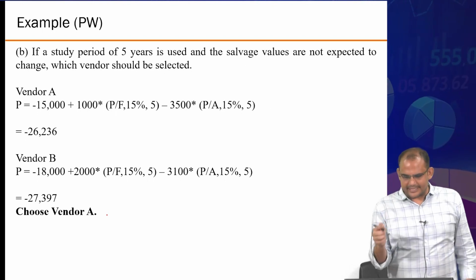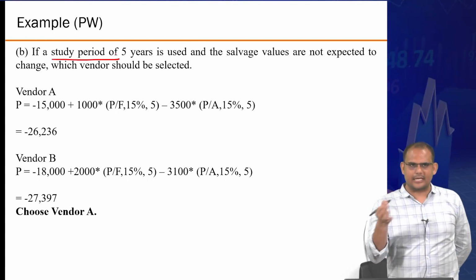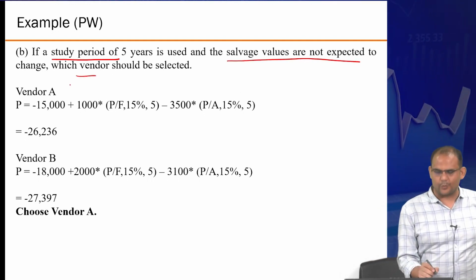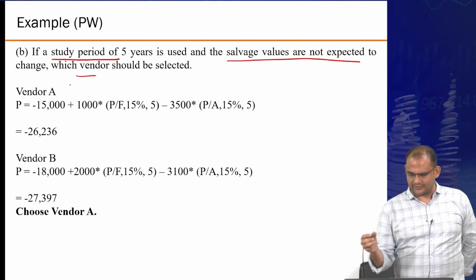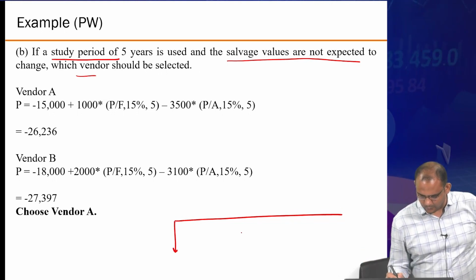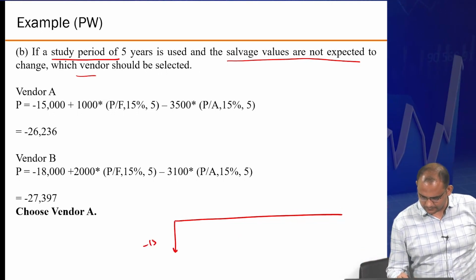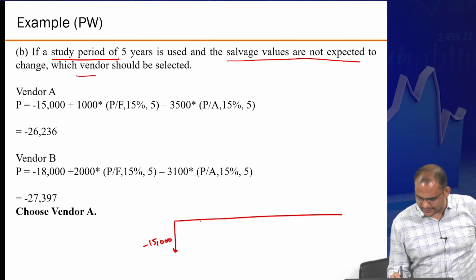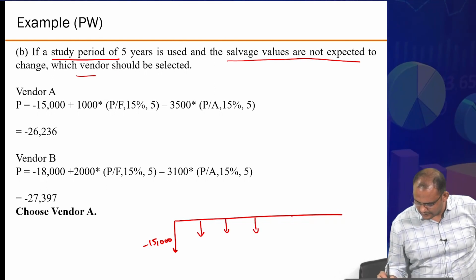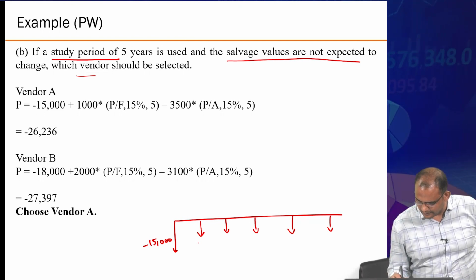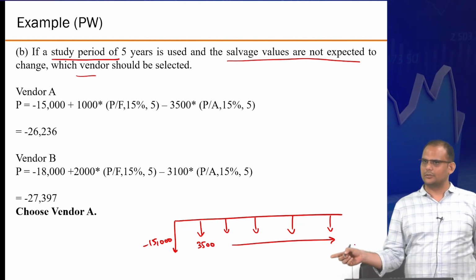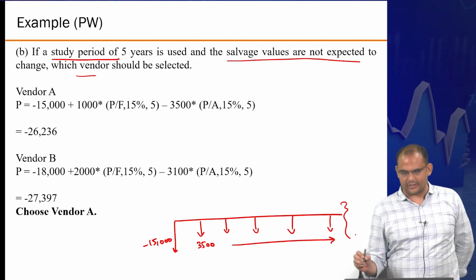Now, suppose I give you that a study period, or in this case, the planning horizon is 5 years and the salvage values are not expected to change. Which vendor should be selected? Can you draw the cash flow series? Can you help me draw this cash flow series of vendor A? What is the initial amount? 15,000. How many payments of A? This is 3,500. Should there be more? You are dealing with only a planning horizon of 5 years, right?